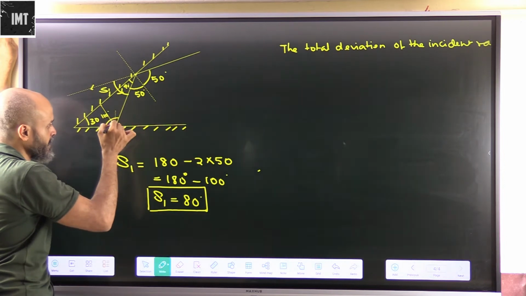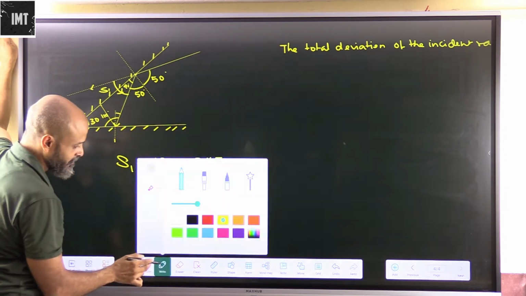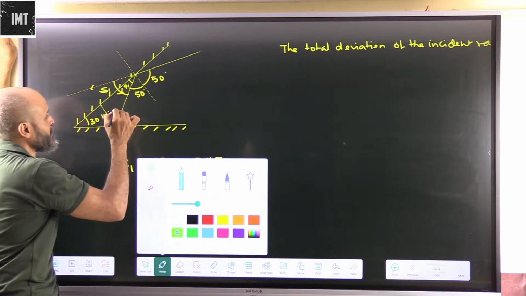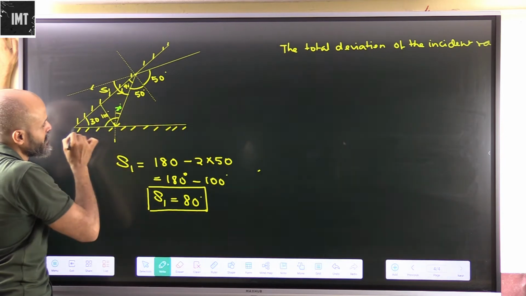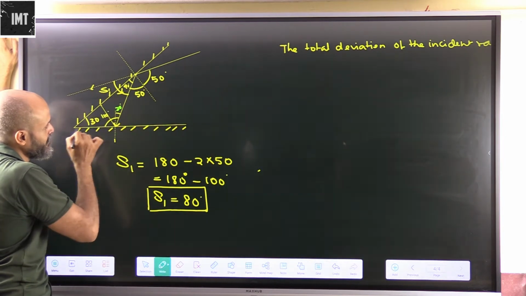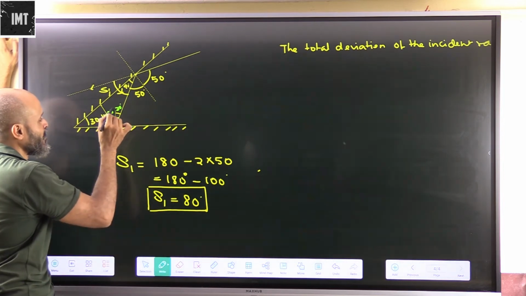Now out of this 110, this is 90. So what will this angle be? This is 90, this is 110, 110 minus 90, this will be 20 degrees, and this will also be 20.